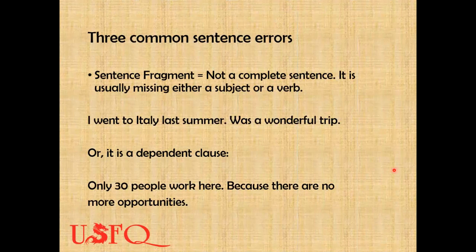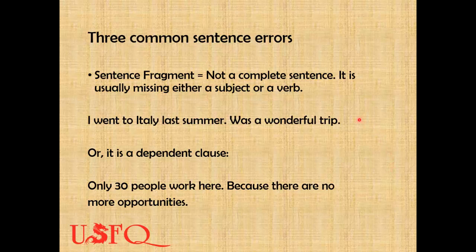So now we're going to move on to look at three common sentence errors that people make when they are creating their sentences. Each one of those has a name. The first is called a sentence fragment, and this occurs when we have not created the sentence properly. We're missing some element. Very often this is either a subject or a verb.